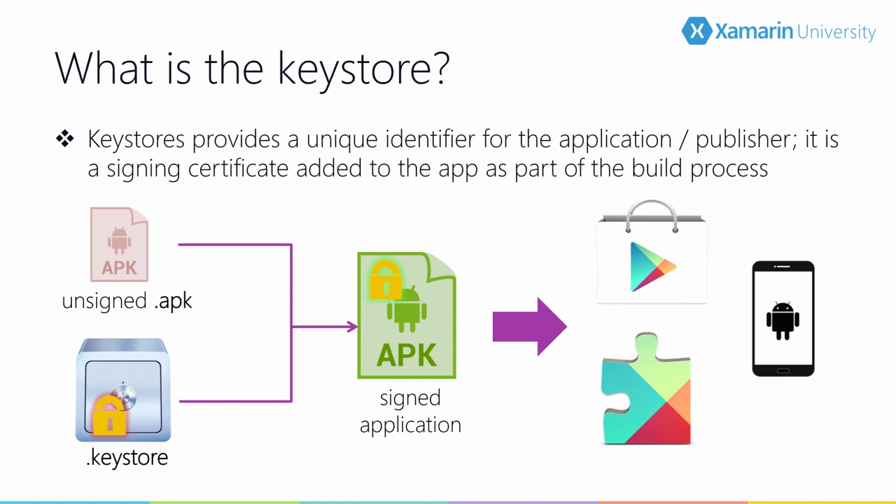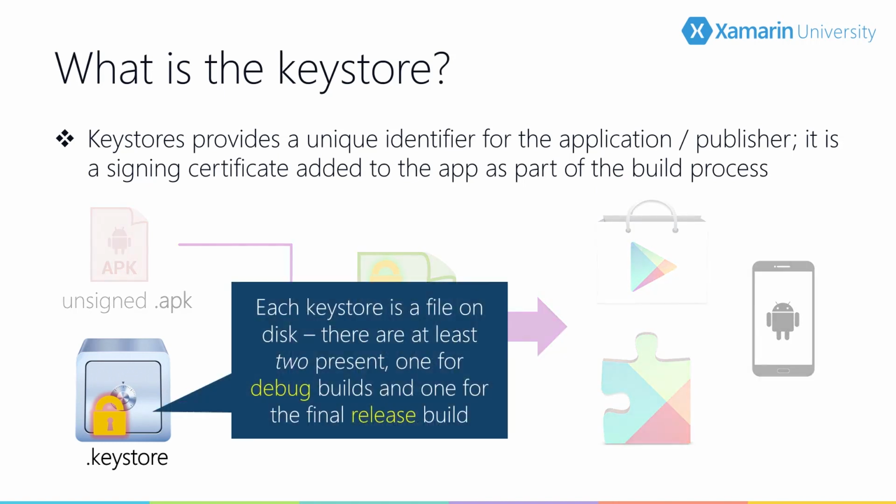So here's the big picture. When you build your Android application, the build tools take your generated APK and sign it with the keystore. This creates a signed application which can then be identified by Google and sold on the Play Store or installed on a retail device. The keystore itself is actually just a certificate file on your file system. When you create a debug version of your application, the system uses a single debug keystore, which is shared for all apps by default. You can change this behavior on the Android Package Signing tab in the Build options.